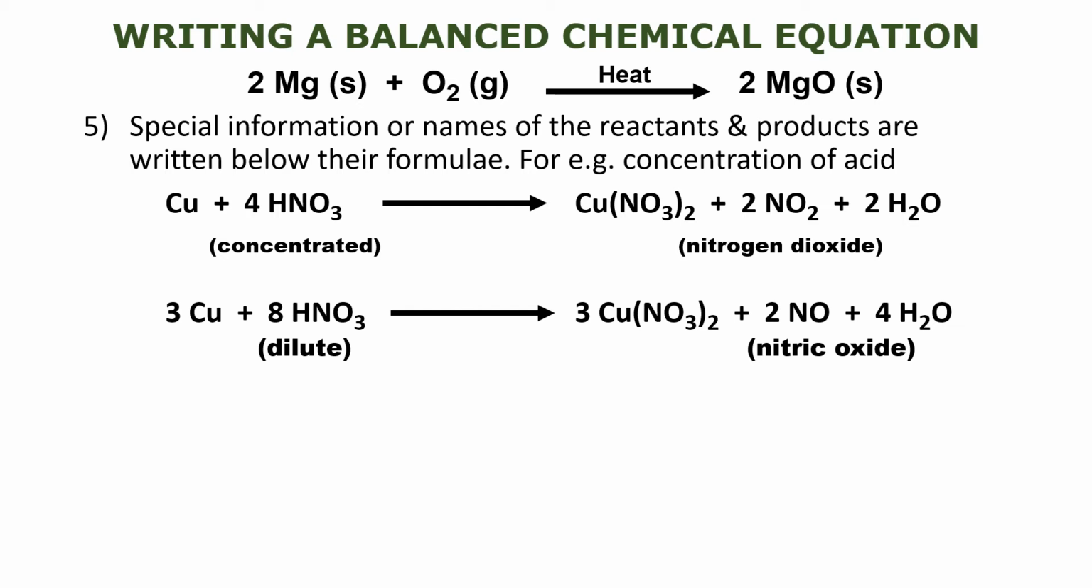The products are more or less the same. In both the reactions, you are getting copper nitrate and water, but with concentrated nitric acid, you got NO2. NO2 is what? Nitrogen dioxide. And with dilute nitric acid, what did you get? You got nitric oxide. Can you see such a big difference? So it's very important that you mention what is the concentration of the acid and any other special information which you know about the reactants.